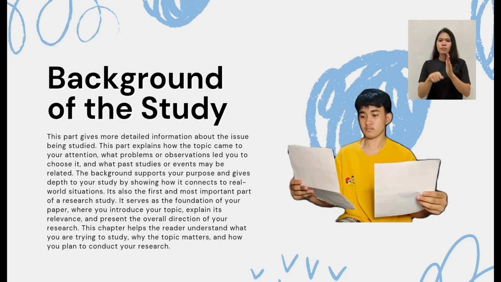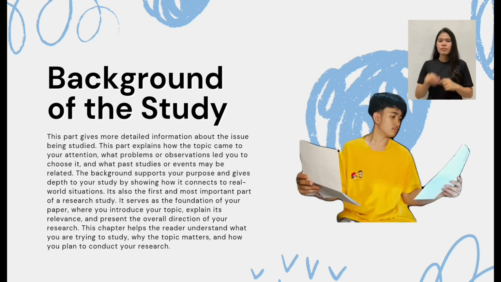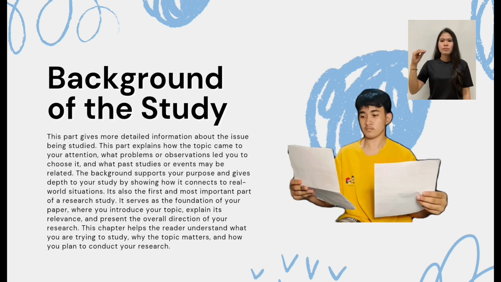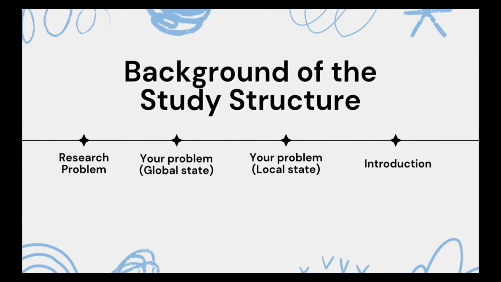It's also the first and most important part of a research study. It serves as a foundation of your paper where you introduce your topic, explain its relevance, and present the overall direction to your research. This chapter helps the reader understand what you are trying to study, why the topic matters, and how you plan to conduct this research. This part of the chapter 1 is where you dig deeper. You find studies that are related to support your research paper. And now this is the structure of your background of the study.